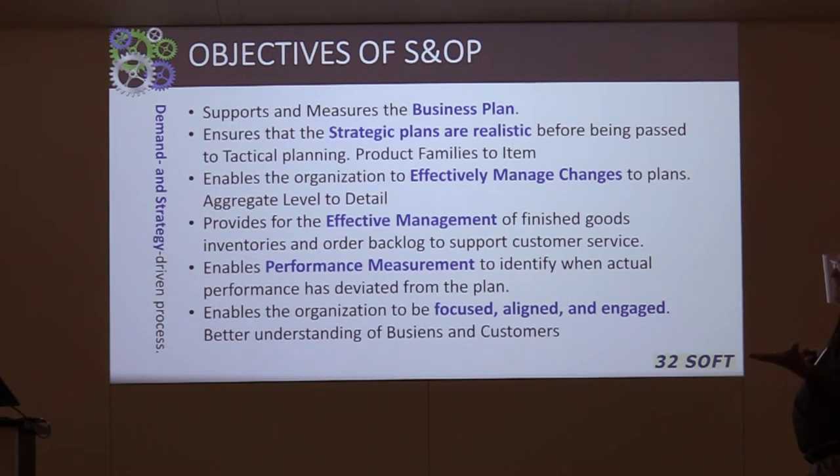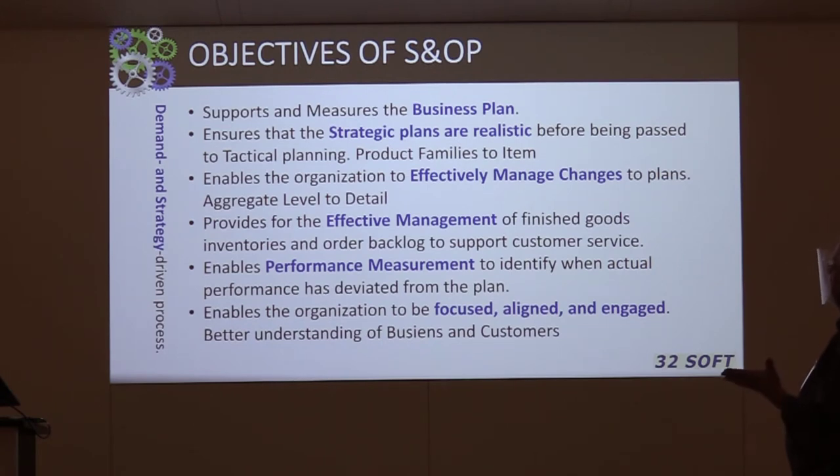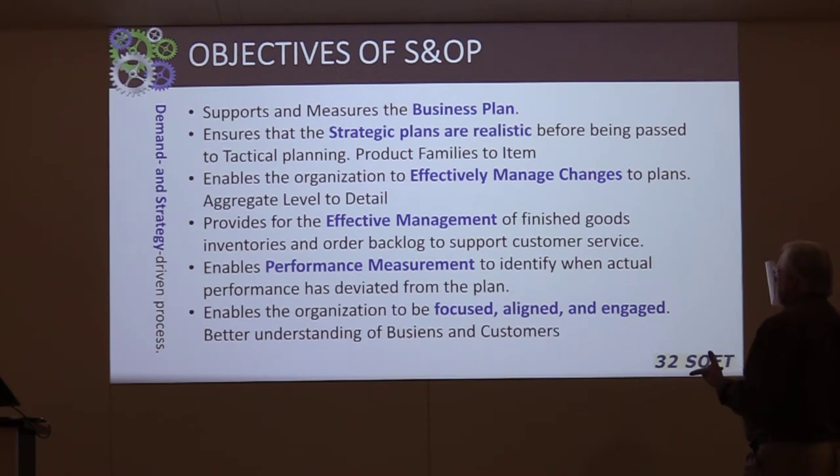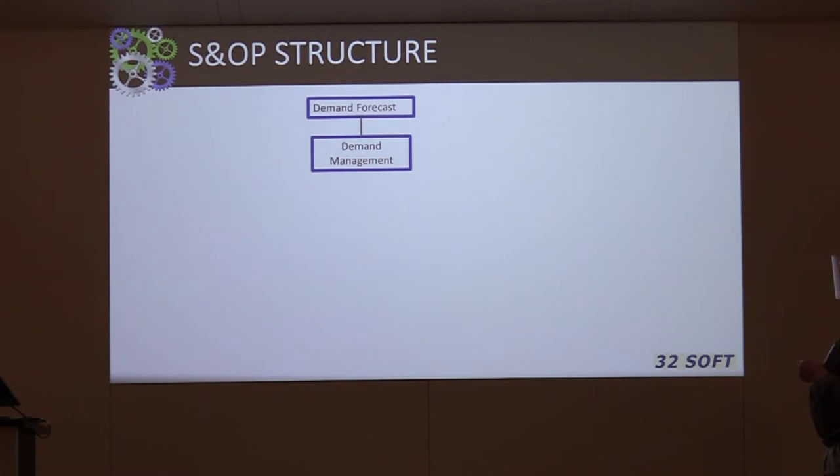So what does S&OP do? Well, it supports the business plan. It ensures that the strategic plans of the organization are realistic before being implemented down at the production floor or out into the purchasing area. It effectively manages change, allows us to do performance management, and is that tool that allows us to focus and align the organization. It all starts off with demand management, which means that you're going to have to do demand forecasting.